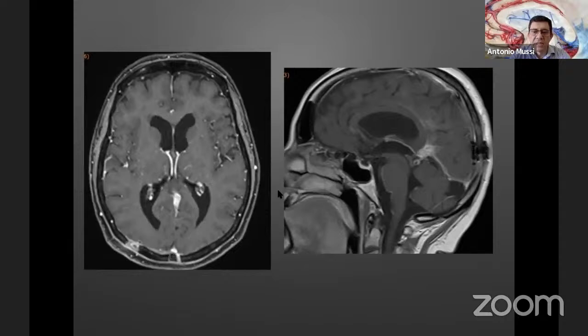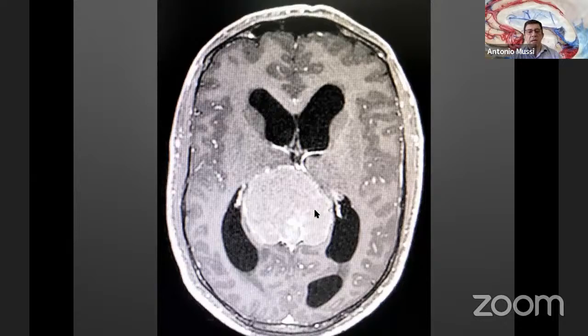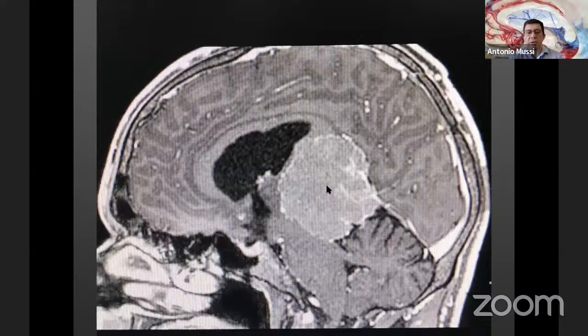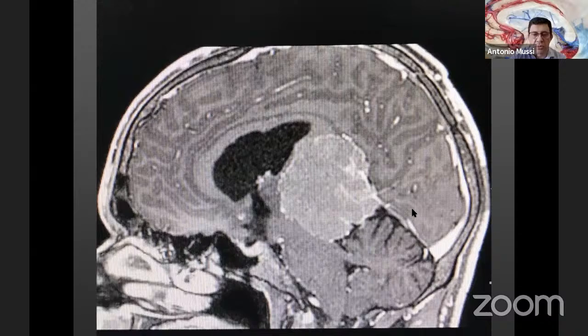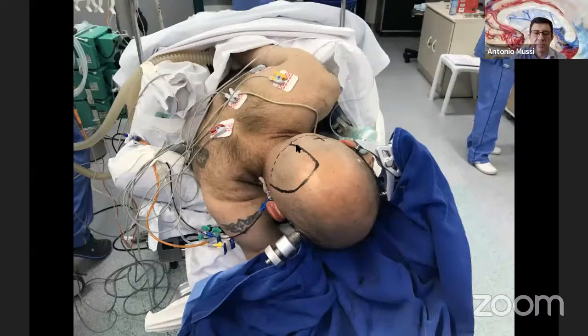We did the occipital transtentorial approach, and it was a meningioma. This is a large lesion in the pineal region. And again, if you look at the venous structures, it's above the veins. And of course, this lesion also has a supratentorial component. So again, you would choose the occipital transtentorial approach.